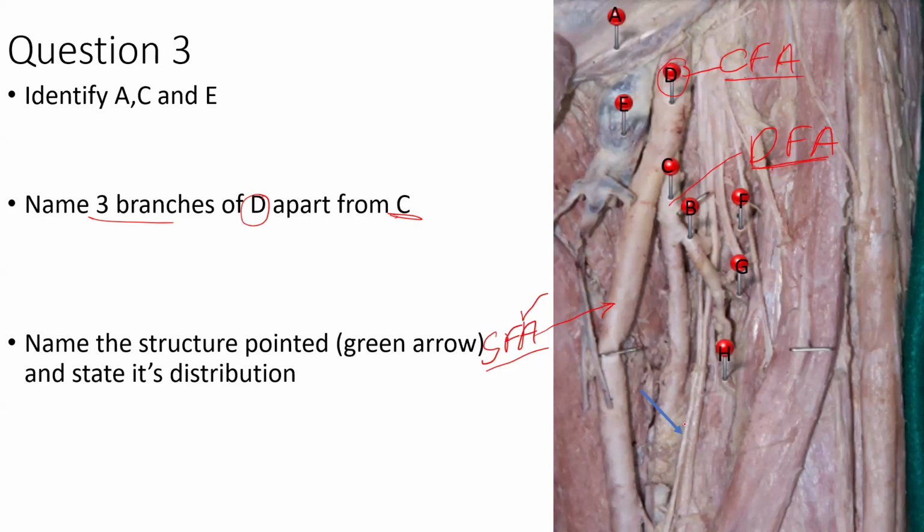Okay, then name this structure pointed here. I know it's not green. This is more of blue. What structure is that one? Aha, very good. That's your saphenous nerve.